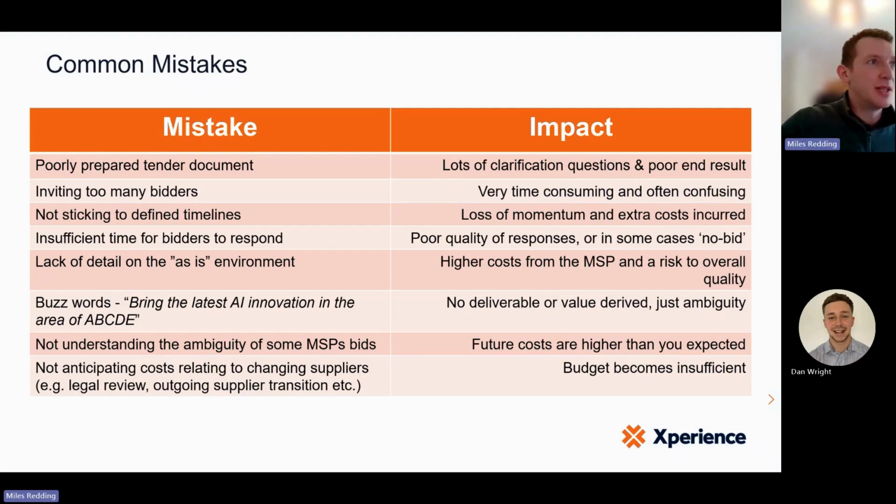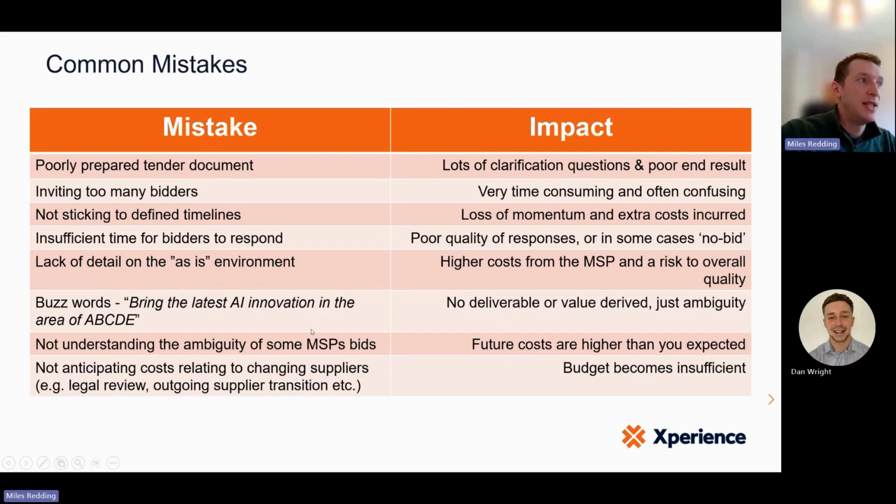And the final 2 slides for me is what we would deem the common mistakes and how we can best manage some of those changes. I won't talk through all of these here because I'm conscious there's a fair bit on here, some of which we've touched on already. A poorly prepared tender document, for example, will result in lots of resource time, clarification questions, and ultimately a poor end result. Too many bidders, very similarly, it might get confusing with the volume of content you've got to review and dissect. And once again, the more bidders you have, typically the more time and resources you have to invest to run that process.